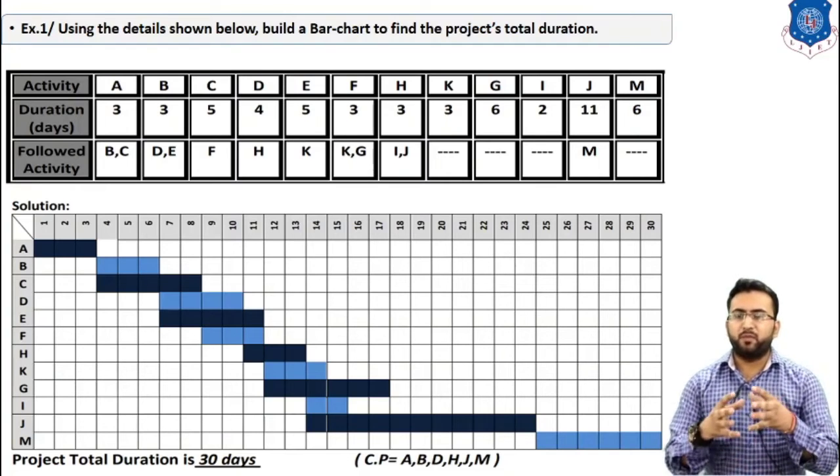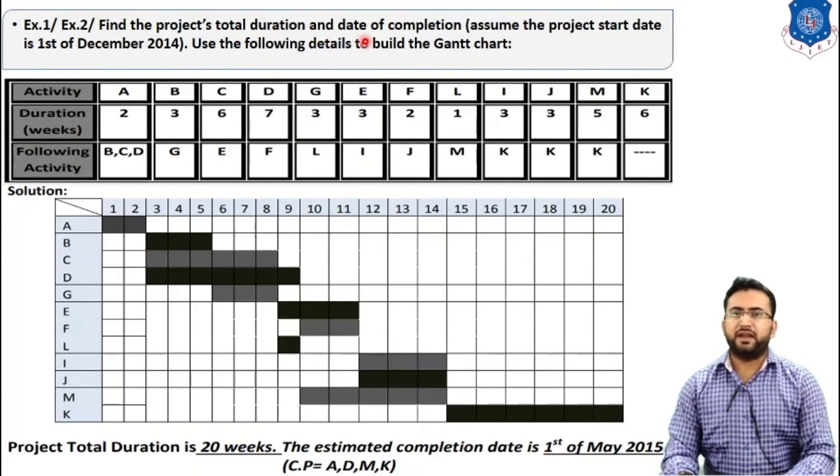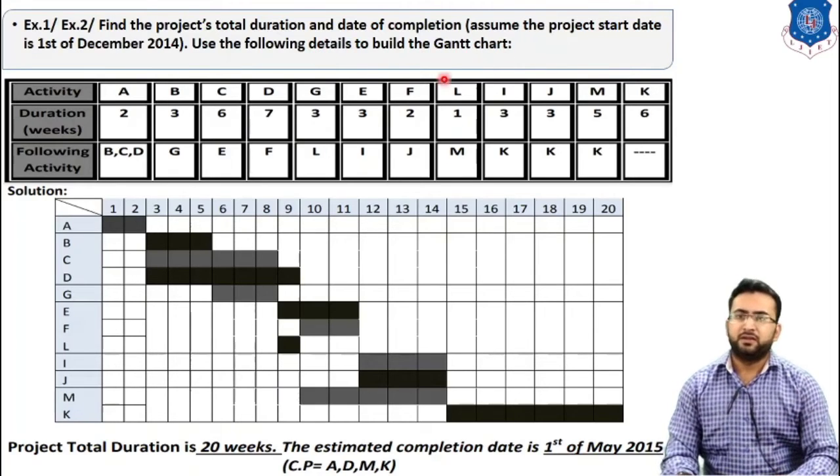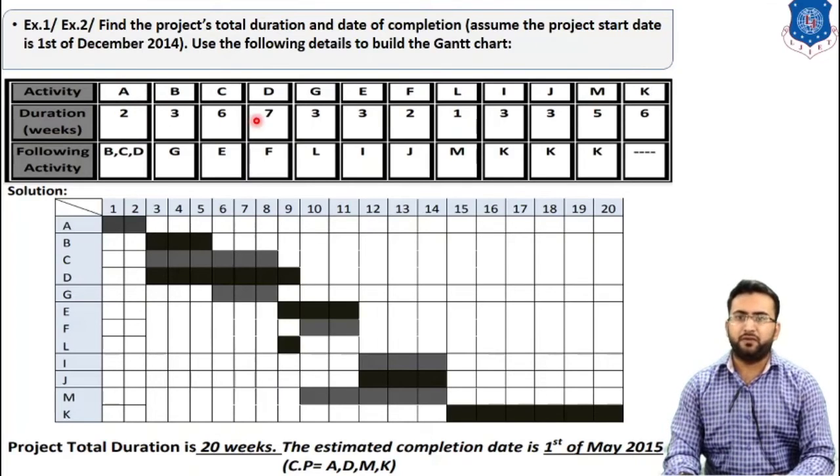Now let's take one more example to understand the bar chart. In this example, we are asked to find the project total duration and date of completion. Assume the project start date is 1st December 2014. Use the following details to build the Gantt chart, or we can say bar chart. Various data are given: activities A, B, C, D to K, followed by the predecessor activity, and the duration, which is in weeks.